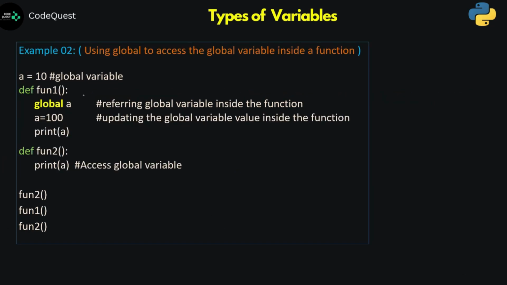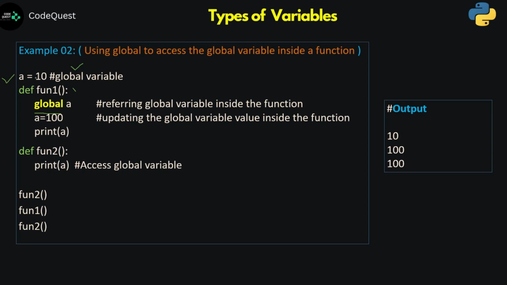Now, what if my function fun1 is trying to access the global variable inside this? For that, we can take the help of the global keyword. So inside fun1, we started with a variable a equal to 10, which is nothing but a global variable because it is present outside of both the functions.